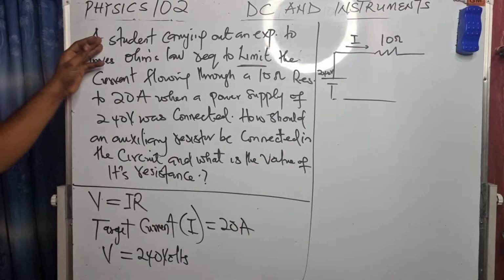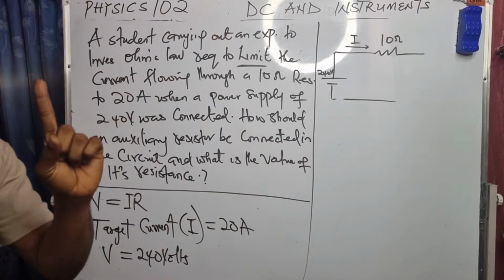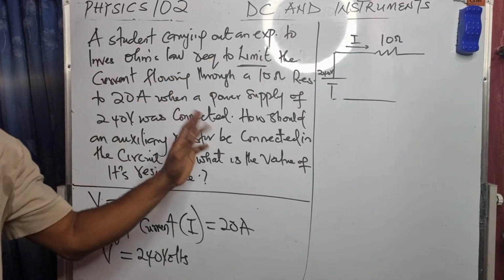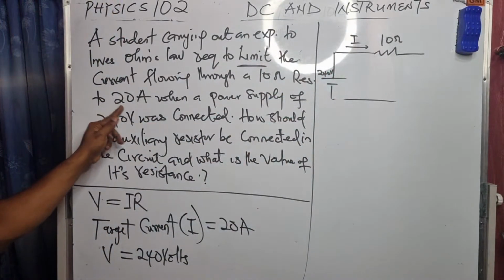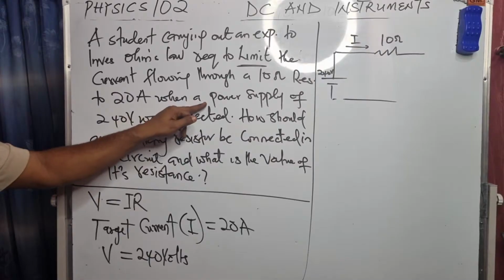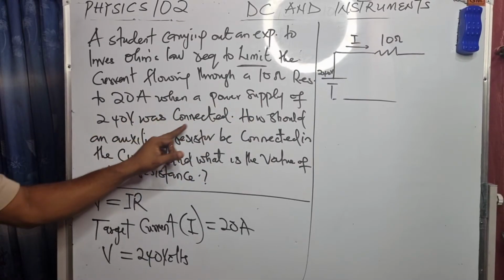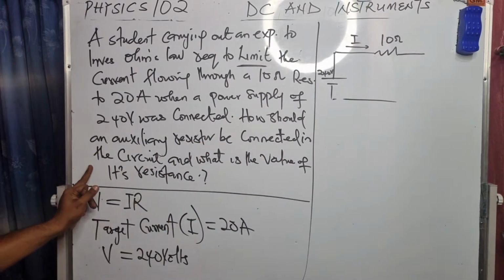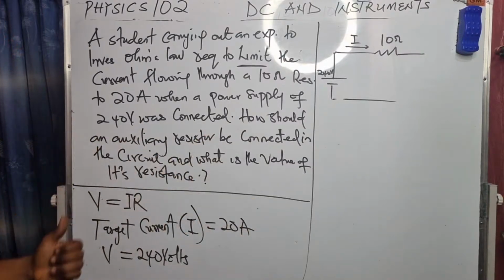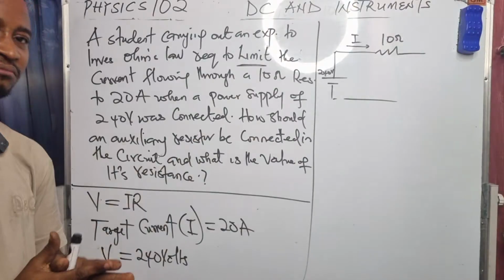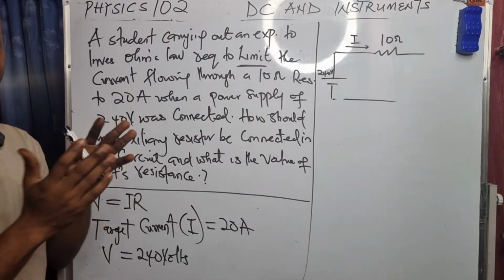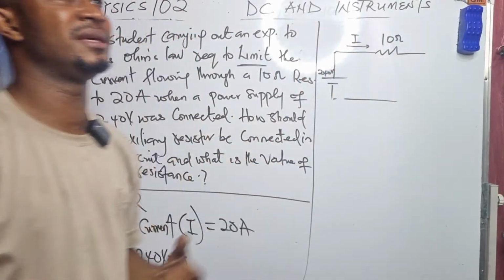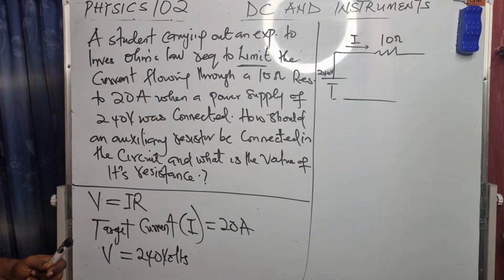The question says a student is carrying out an experiment to investigate Ohm's law. The aim of the experiment is to limit the current flowing through the 10 ohm resistor to 20 ampere. When a power supply of 240 volts was connected, how should an auxiliary resistor be connected in the circuit, and what is the value of its resistance? When I say auxiliary resistor, it means we need to add a resistor to support this 10 ohm resistor. Auxiliary is a support resistor, okay?